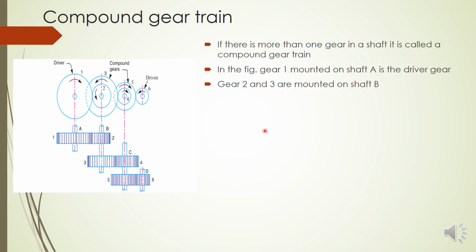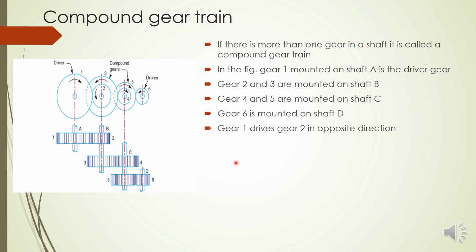Then gear 2 and 3 are mounted on shaft B. So two gears are there on shaft B. Then gear 4 and 5 are mounted on shaft C. So this is shaft C. So we have 4 as well as 5. And finally gear 6 is there on shaft D. So this is the last driven gear.